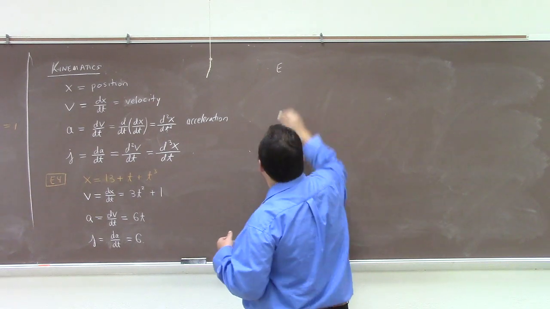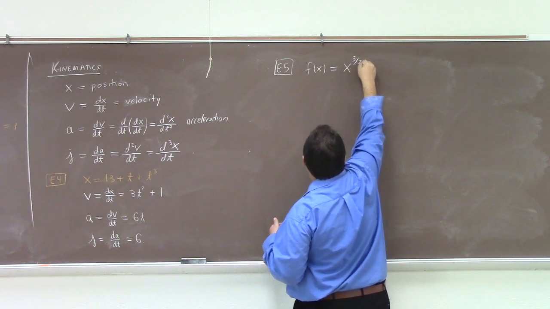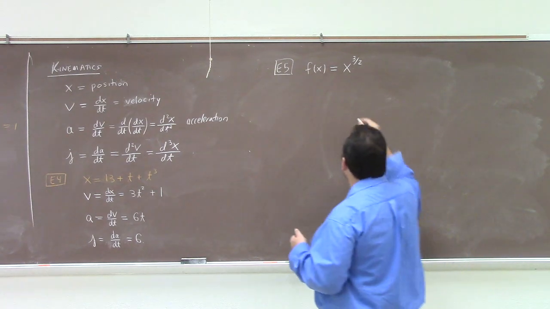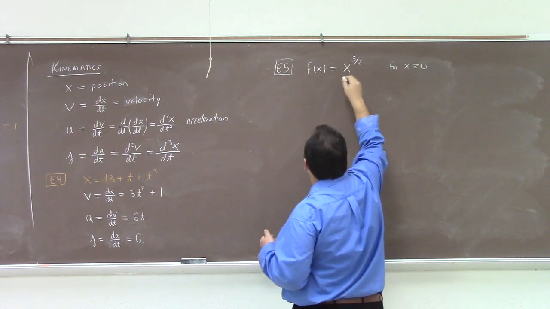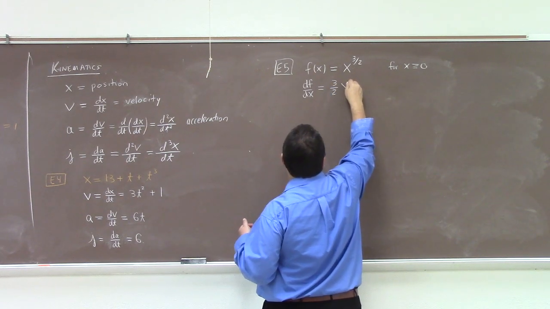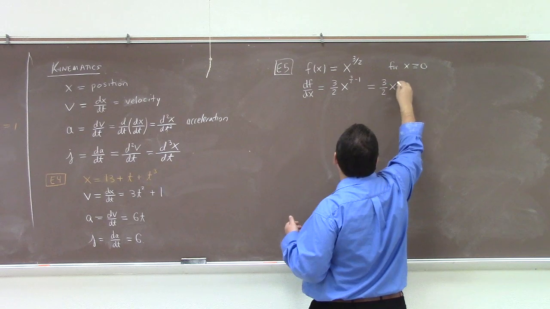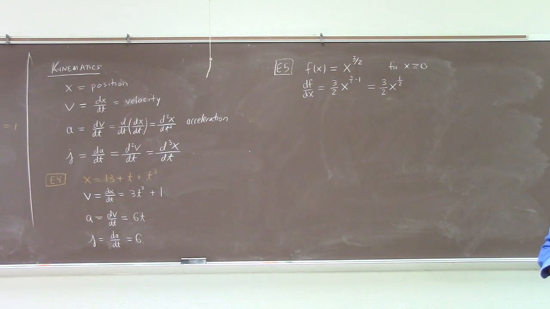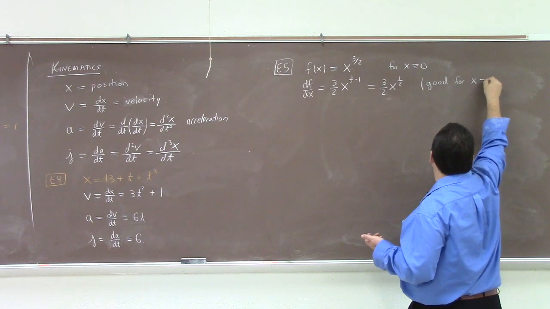Example 5. So let's look at f of x equal x to the 3/2. What's the derivative of f? And this is going to be for x greater than or equal to 0, of course. So df dx is 3/2 x to the 3/2 minus 1, right? So what is that? 3/2 x to the 1/2. Does that formula make sense? It sure does, right? This is good for x greater than or equal to 0, right?